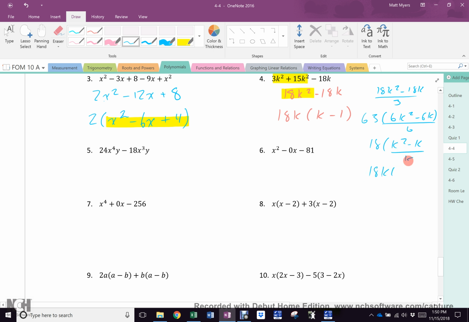18k, k squared divided by k is k. K divided by k is 1. And you would get to the same spot. Because it's a common factor. Both terms have k in them. The same reason up here we brought a 2 out of everything.